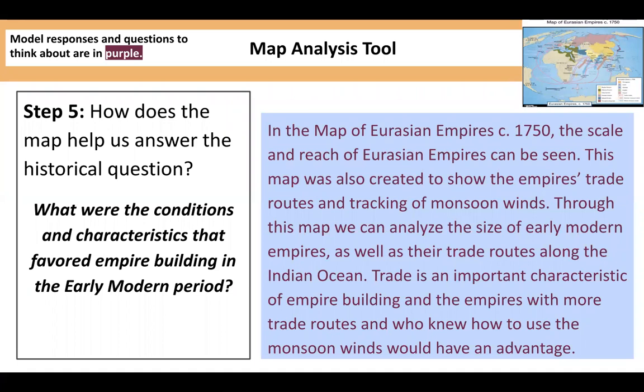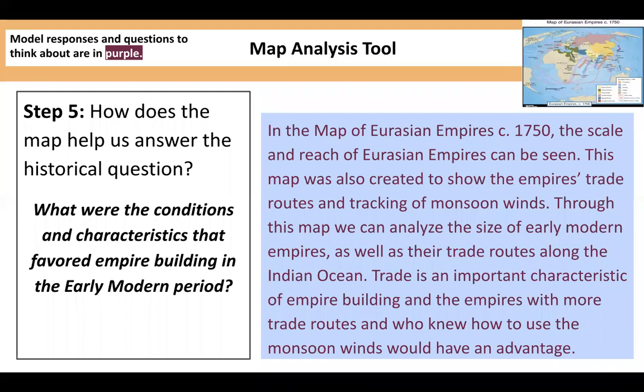Let's put everything together now. So our question, once again, was what were the conditions and characteristics that favored empire building in the early modern period? And we are using the map tool to really try to look at not only this map, but also answer the question. So for our case, in the map of Eurasian Empires, circa 1750, the scale and reach of Eurasian empires can be seen.